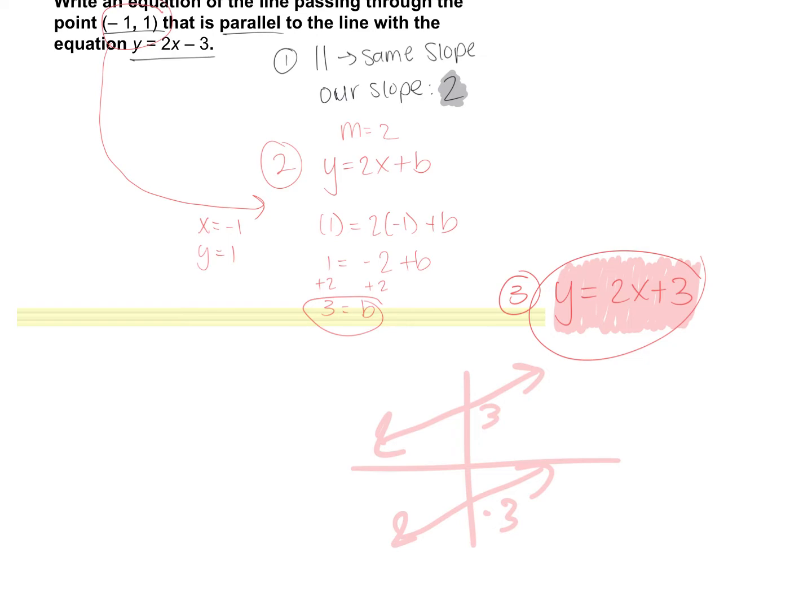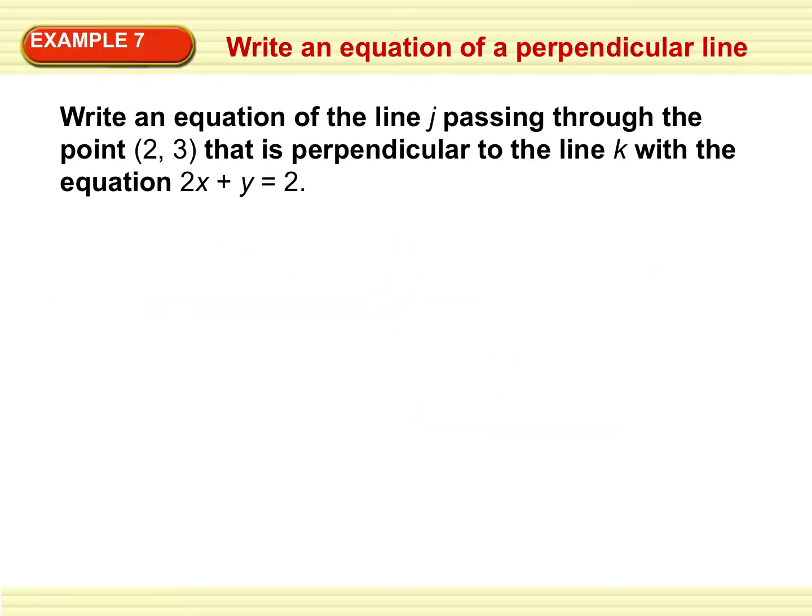Okay. The next question is the exact same thing, except it's asking us to find where it's perpendicular, okay? So we need to find a perpendicular line to the one that we're given. We're going to start with the same 3 steps. Step number 1 is figure out, if it needs to be perpendicular to this equation, what does my slope have to be? Now, from this equation, we really don't know what the slope is.